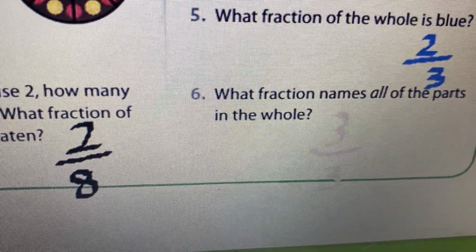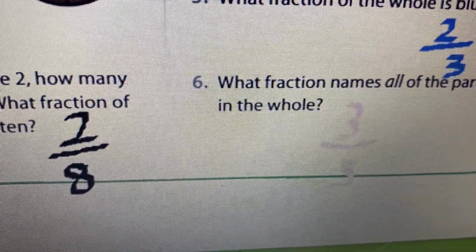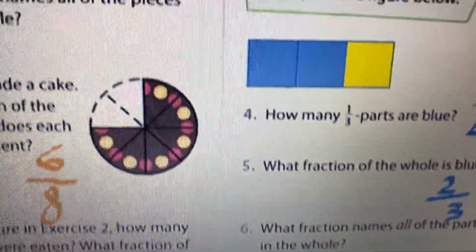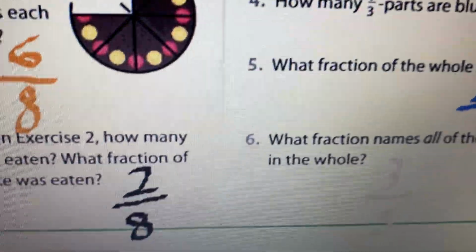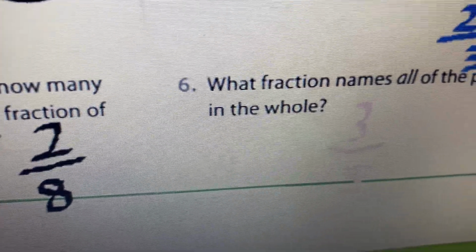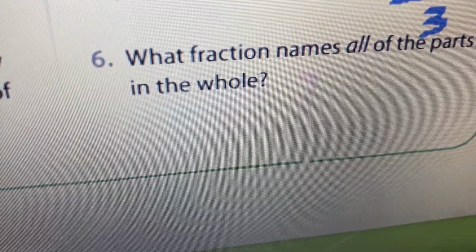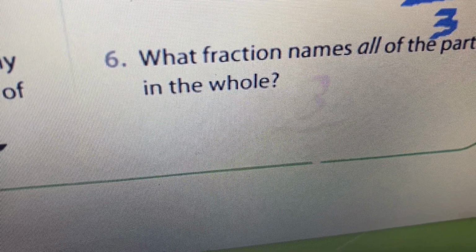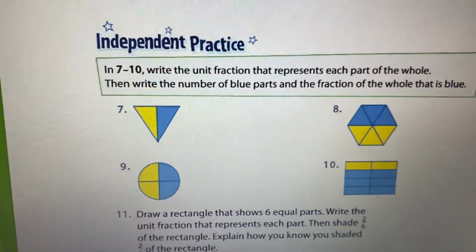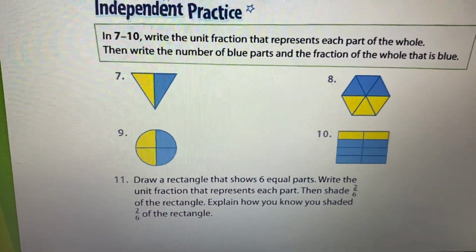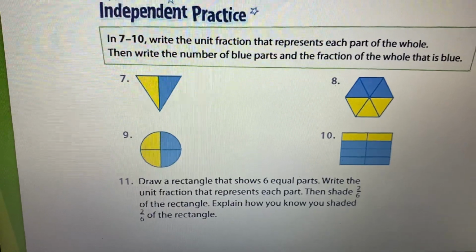What fraction names all of the parts in the whole? So here I have to write the whole. How many parts do I have? 3. So to write the whole, the numerator and the denominator have to be the same. 3/3 represents 1 whole. Try to solve these questions by yourself and send your answers to me.